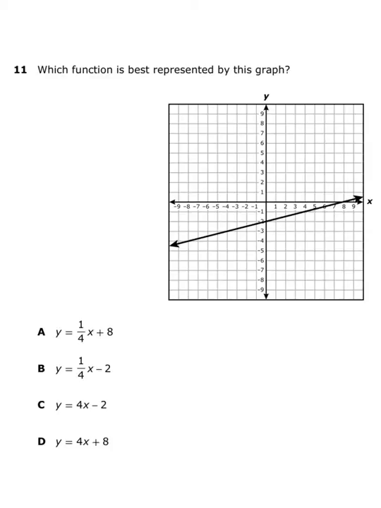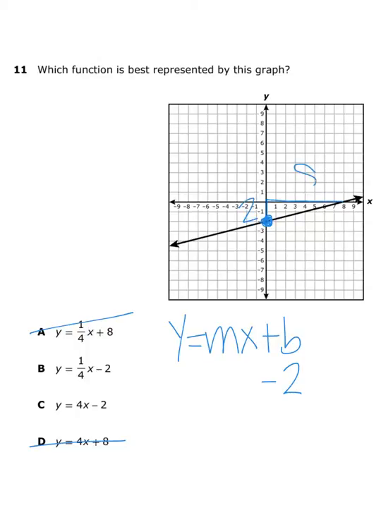Number 11. Which function is best represented by this graph? So it's asking for the equation of the line, y equals mx plus b. Starting with b, that's your y-intercept. It's crossing through the y at -2, which means you can eliminate A and D. And then you're going to make your right triangle and count up and over. So it goes up 2 and over 8.